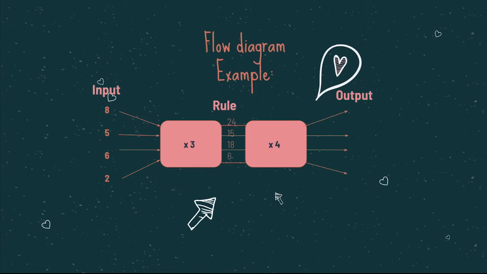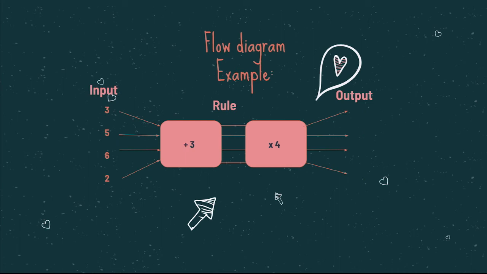Now we take the new numbers and times it by 4. 24 times 4 is 96. 15 times 4 is 60. 18 times 4 is 72. And the last one, 6 times 4 is 24. So we have our output numbers.